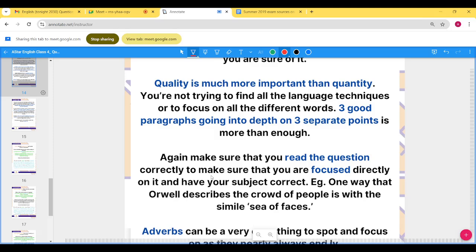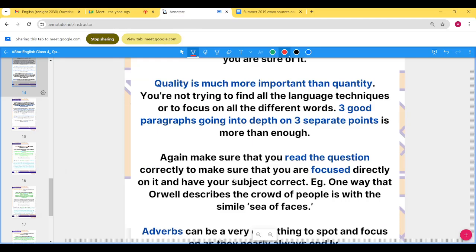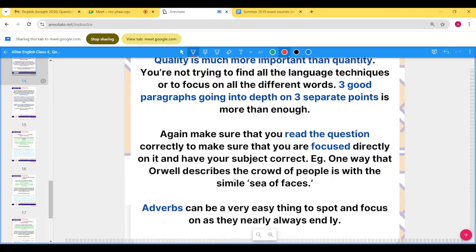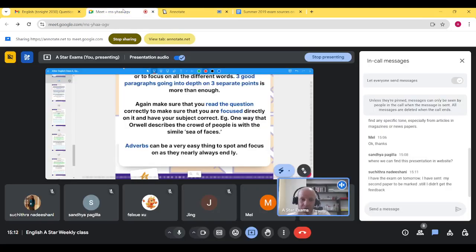All right, now make sure you are focused on what the question focuses on, because there might be language to do with more than one area. In this case, for example, this question is focused on the crowd. Make sure that you are talking about the crowd at all times. So don't use your analysis to talk about something else. It may be a quotation to do with Orwell, but you want to look at him in relation to the crowd. And as mentioned already, adverbs are a really easy thing to spot and focus on, as they nearly always end in ly.